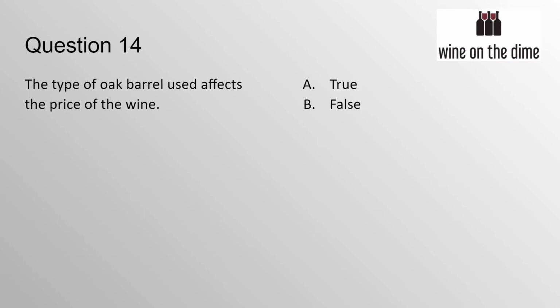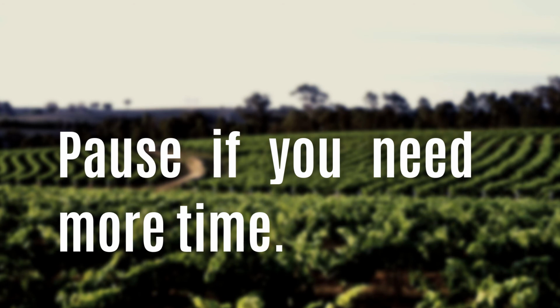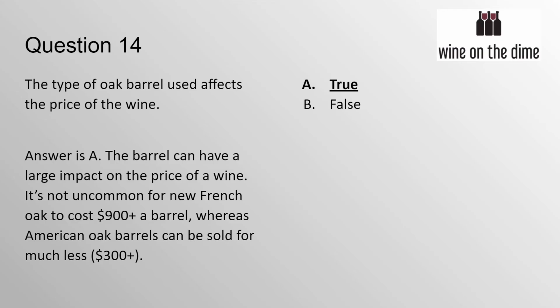Question 14. The type of oak barrel used affects the price of the wine. True or false? So the answer here is A, it's true.